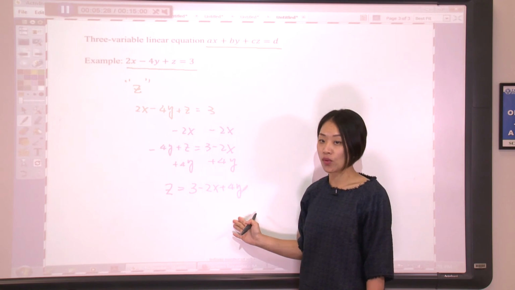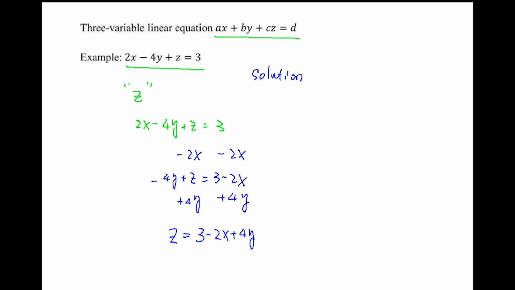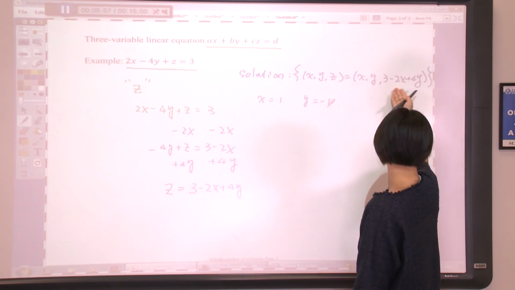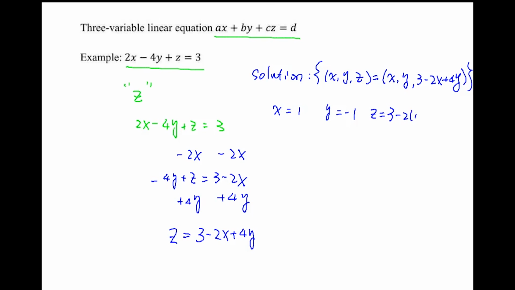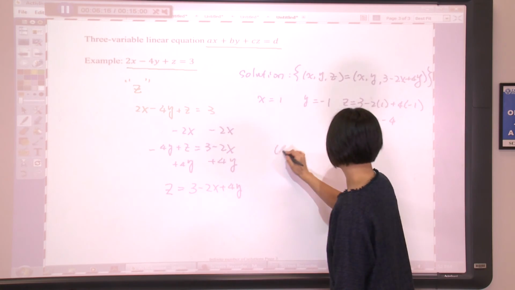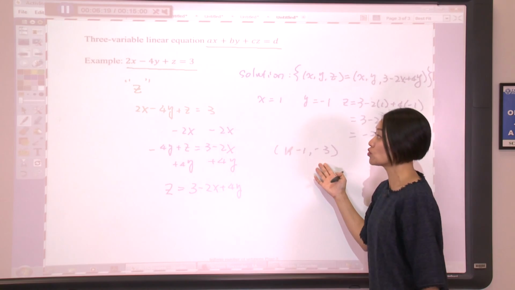After we isolate z, we can write out its solution set. That is (x, y, z), a triple ordered pair, where x, y can be any number, but z should equal 3 minus 2x plus 4y. For example, if we pick x equals 1, y equals negative 1, all we need to do is determine the value for z. Let's plug back. So z equals 3 minus 2 times 1 plus 4 times negative 1. That is 3 minus 2 minus 4. z is negative 3. This means (1, -1, -3) is a solution of this equation.